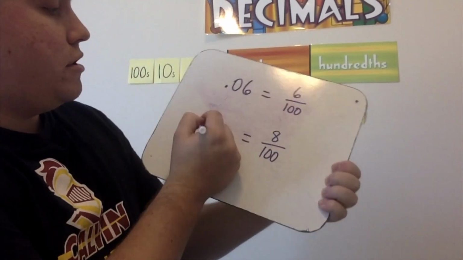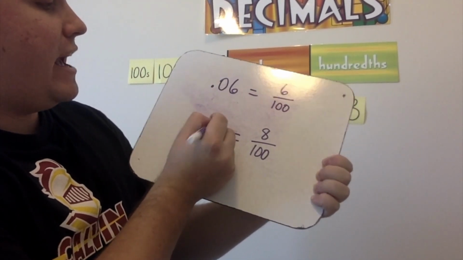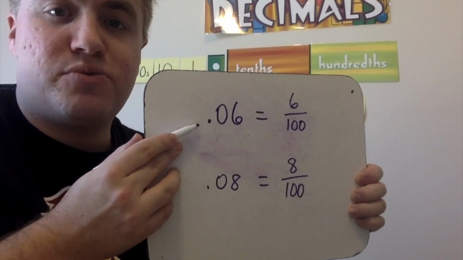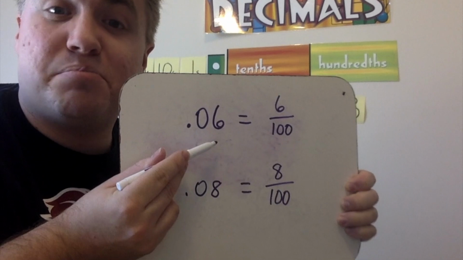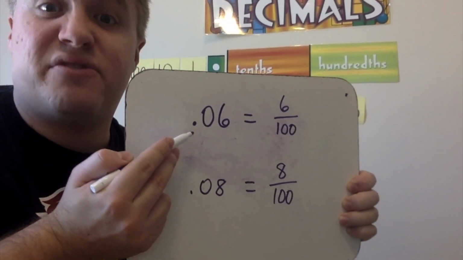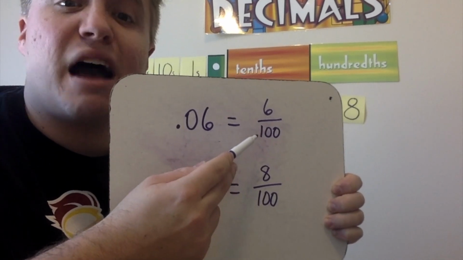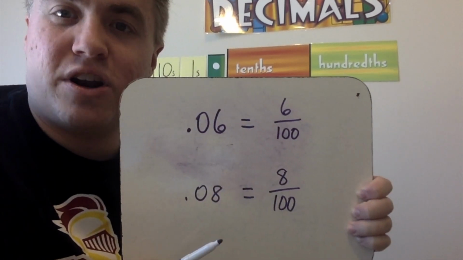8/100ths. So I'm going to do 0.08. The important thing here is remembering the 0 in between the decimal and your hundredths place value to represent that there are 0/10ths. Okay? And then with the fractions, your important thing here is to remember that your denominator is going to be 100.